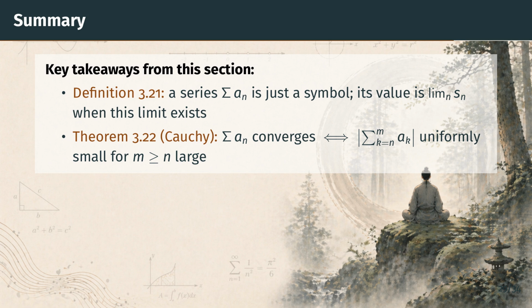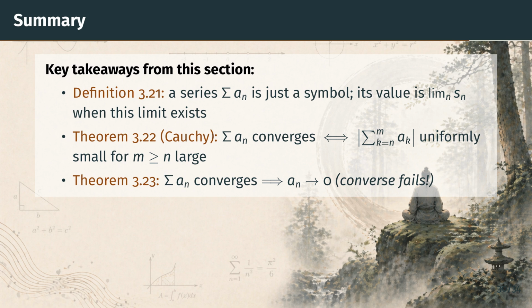A series converges if and only if all sufficiently far tail blocks are small in absolute value. This is our master tool for convergence proofs that do not rely on knowing the sum. Theorem 3.23 is the cheapest necessary condition. If a series converges, its terms tend to 0. Equivalently, if the terms do not tend to 0, the series cannot converge.